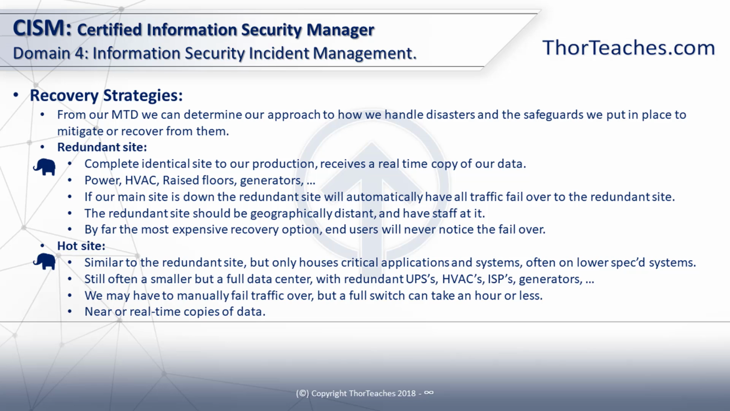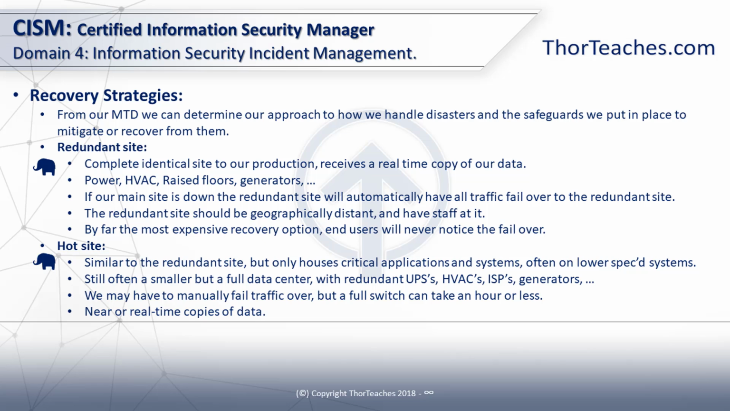A redundant site. Makes sense? It is identical to our production site. It has real-time copies of our data. It can either be set up to fail over if there is a disaster, something happens, we switch traffic automatically over to the redundant site, or we can choose to use it as an active-active pair. We use load balancing and we send traffic both to the primary and the redundant site. If anything happens in either of them, traffic just flows to the other site.